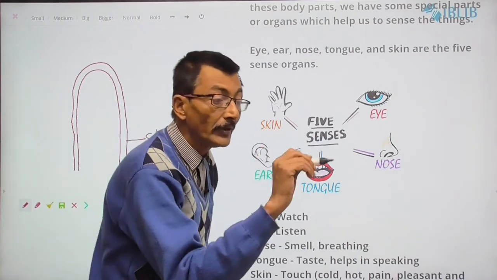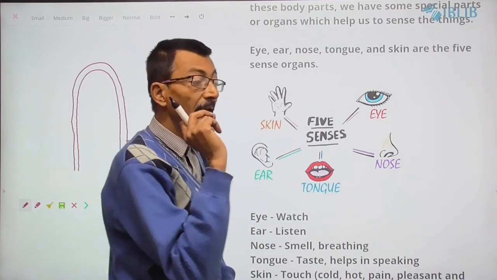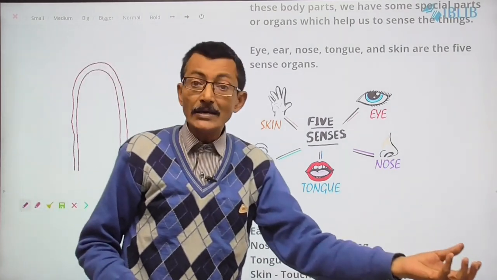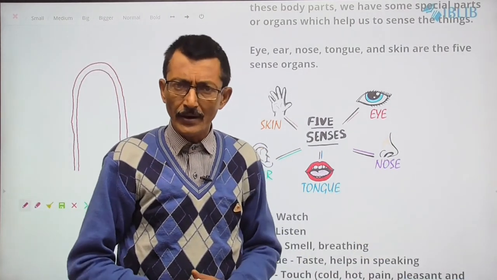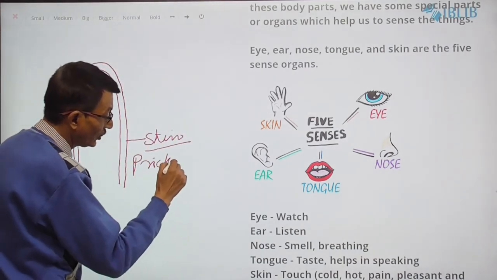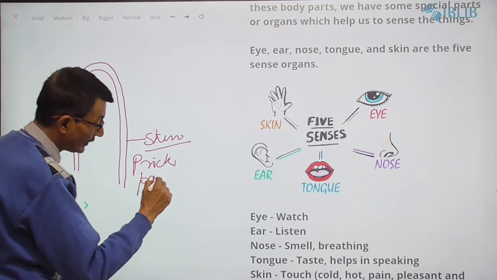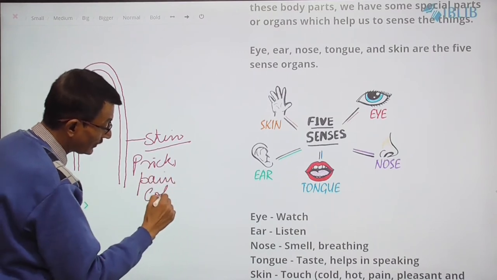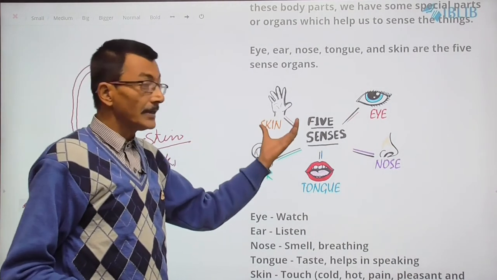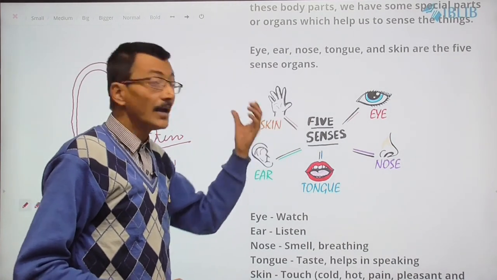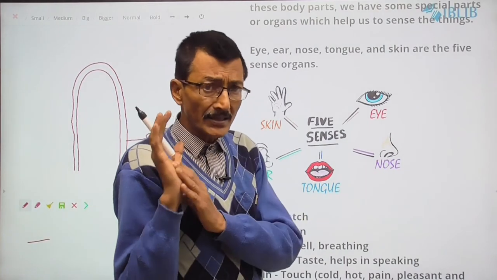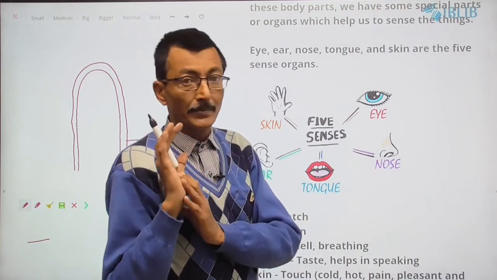If I prick you with a pin, or if a bee stings you, or if you catch hold of an ice block, how will you feel? You will feel the prick. You will feel the pain. You will feel the cold. It means the skin helps us to recognize a thing with the help of touch. If somebody touches us, we just come to know.